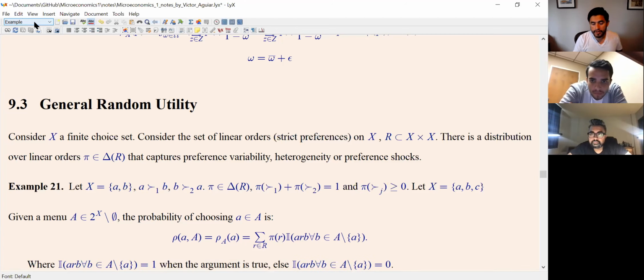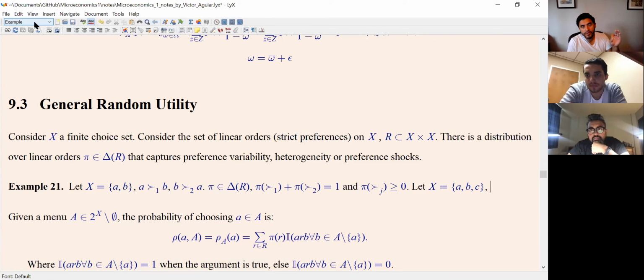How many possible rankings are there in 3 alternatives, that are basically linear orders over strict preferences? 8? No, remember, the trick is n factorial. So 6. Yes, 6.